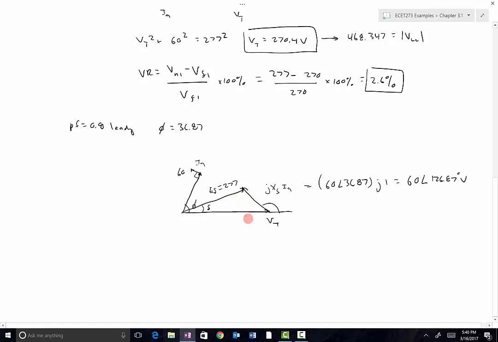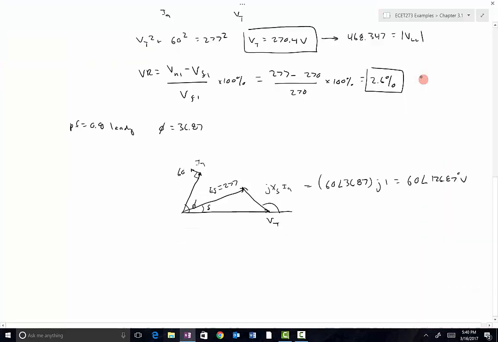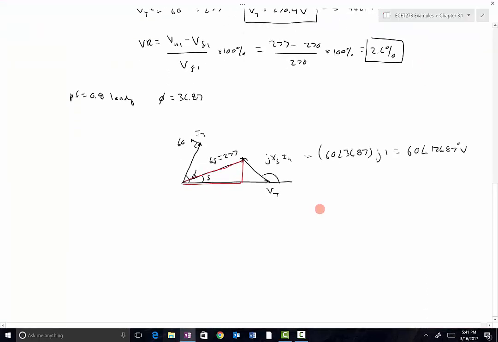Again, what I want to do is solve right triangles, the same method. The application's a little bit different. So here's the right triangle I want to solve. 277 is the hypotenuse. The height is the projection of this vector onto the y-plane, and the base is going to be VT minus the projection of this vector onto the x-plane. So hopefully you see that right triangle pretty clearly. And I'm going to write the Pythagorean theorem for this right triangle. It's going to be 277 squared.